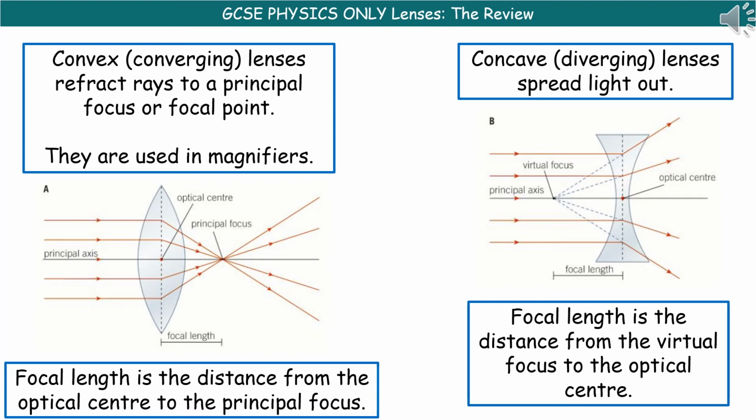Second type of lens, the concave or diverging lenses, spread light out, as you can see from the ray diagram on the right. And in this case, the focal length is the distance from the virtual focus to the optical centre.